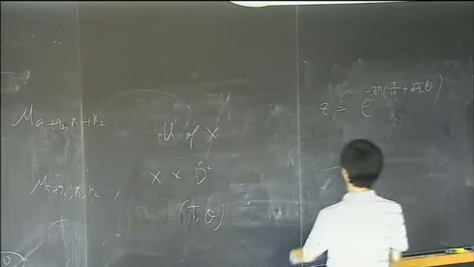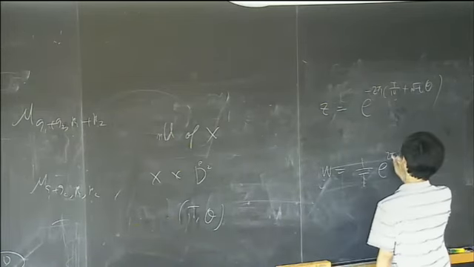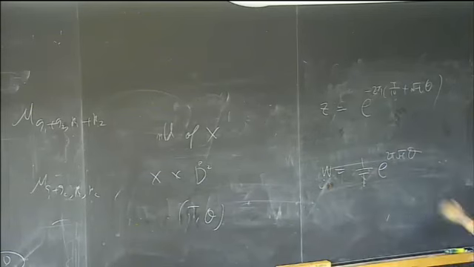Then this looks like a rather strange coordinate: 1 over t, e to the power 2 pi square root of minus 1 theta. So this is our coordinate actually. And why is this good?